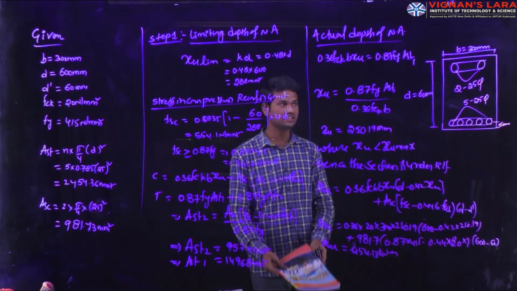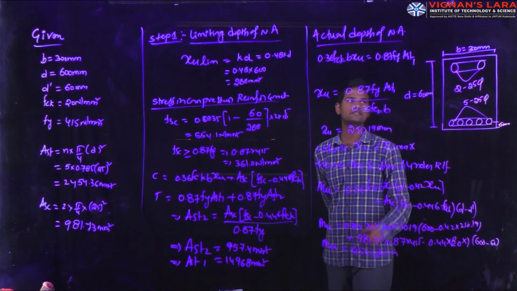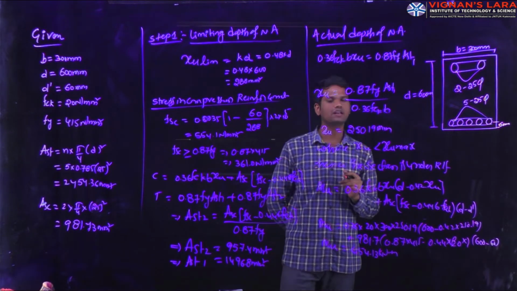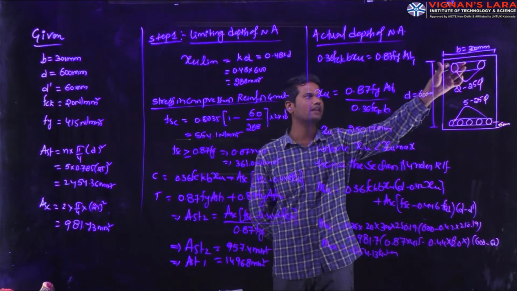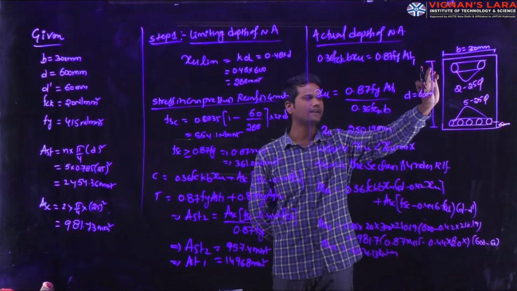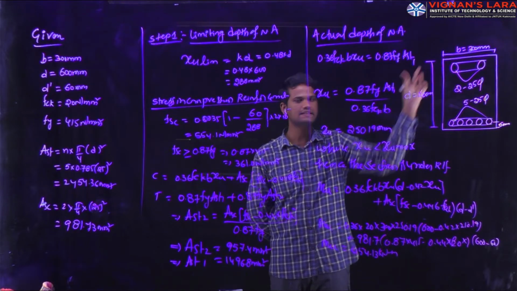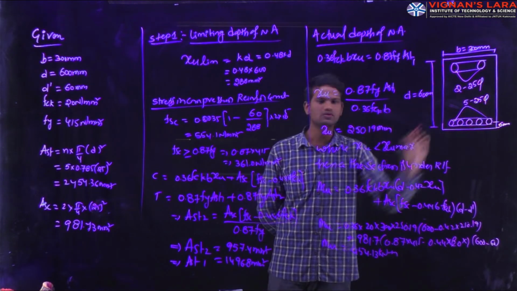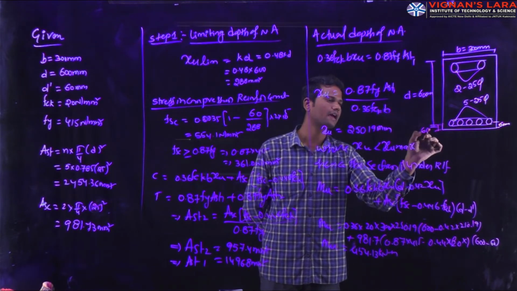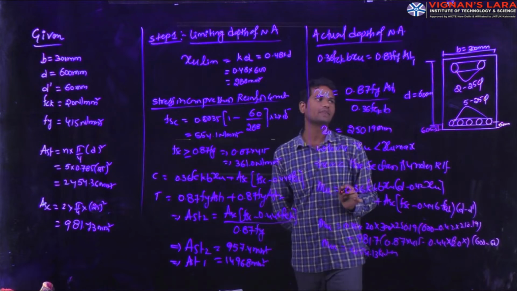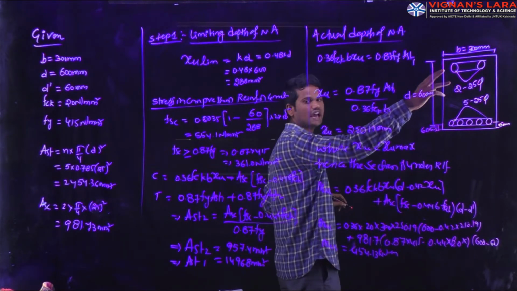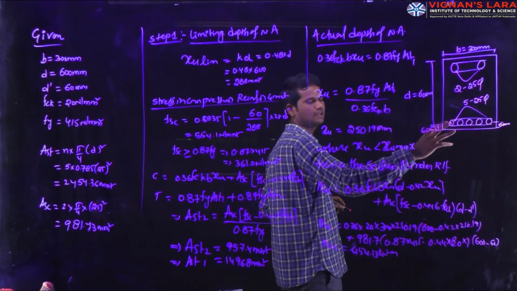If you see here, this is the problem they explained. They gave one doubly reinforced beam section. In the doubly reinforced beam section, they gave the width of the beam as 300 mm and effective depth of the beam as 600 mm, and effective cover also they provided. That effective cover they mentioned in the problem itself as 60 mm, as well as they gave the steel reinforcement in the compression zone as well as steel reinforcement in the tension zone.